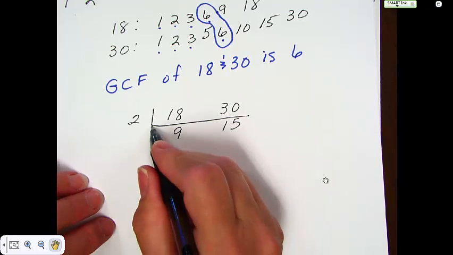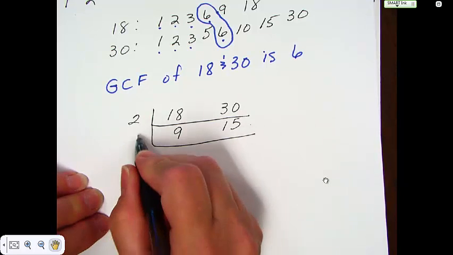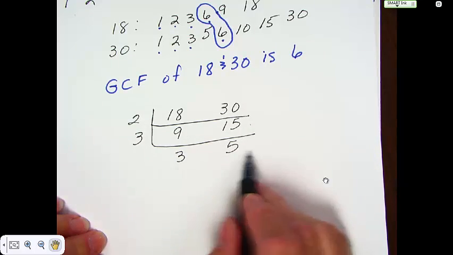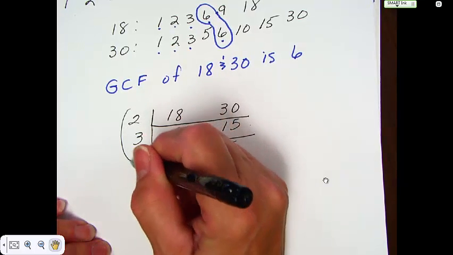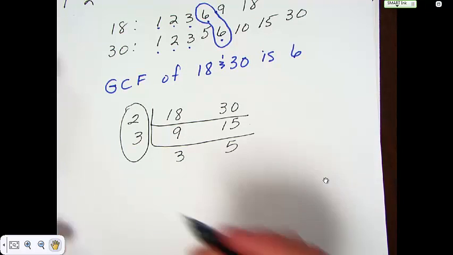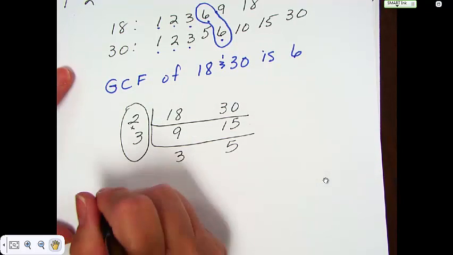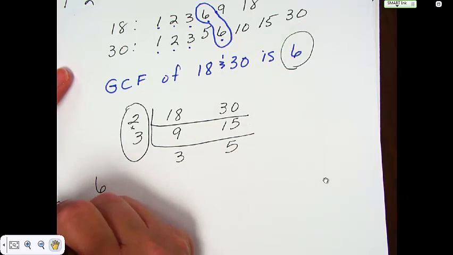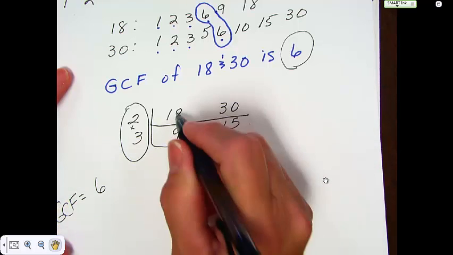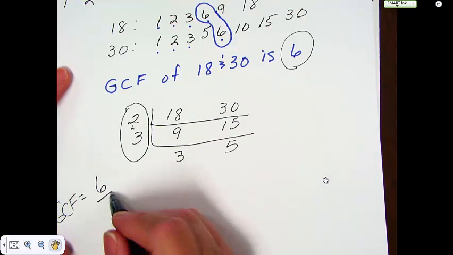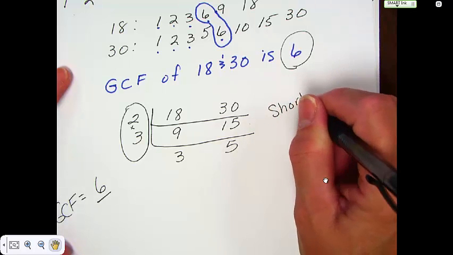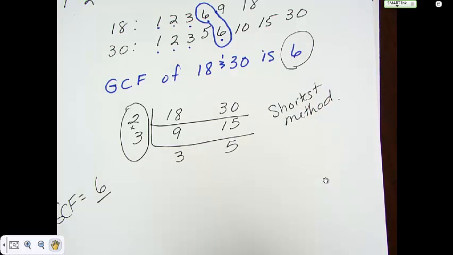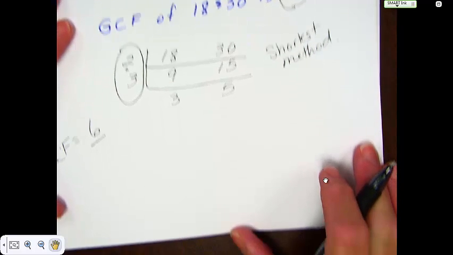2 doesn't go into it again, but these are both divisible by 3, so we'll take 3. 3 and 5. Nothing else goes into both, and these are our two numbers that we found here on the left hand side. If we took 2 times 3, we would get 6, and that incidentally is the same thing we found up here. And so the GCF of 18 and 30 is 2 times 3, which is 6. This, by the way, is the shortest method to find the GCF.